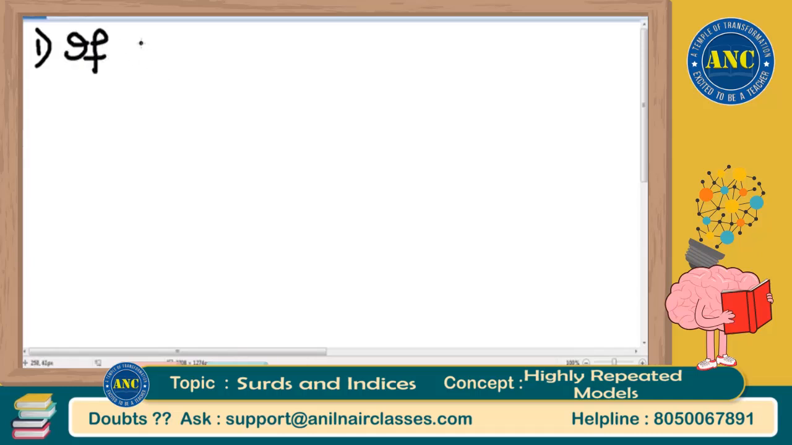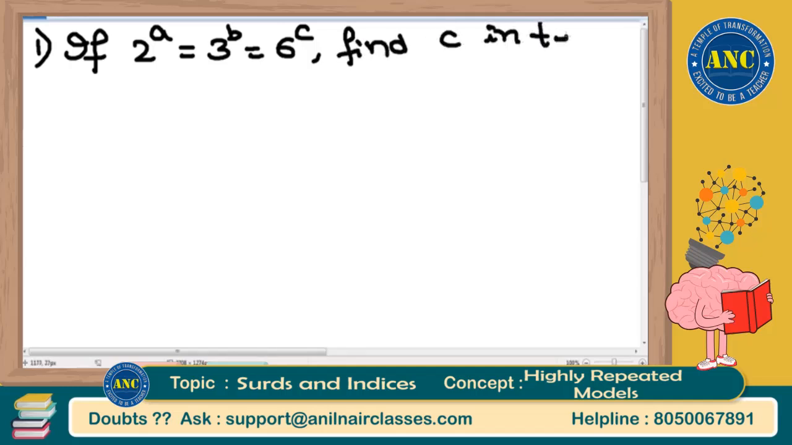The question is, if 2 power A, 3 power B, 6 power C are all equal, that is, 2 power A is equal to 3 power B is equal to 6 power C, then find C in terms of A and B. Let us start with this kind of indices questions for the next 10 to 15 minutes, and then we will move on to our third question.